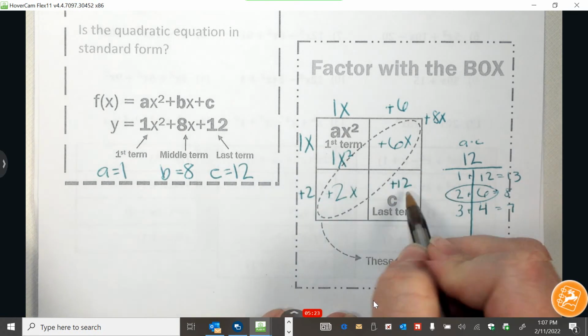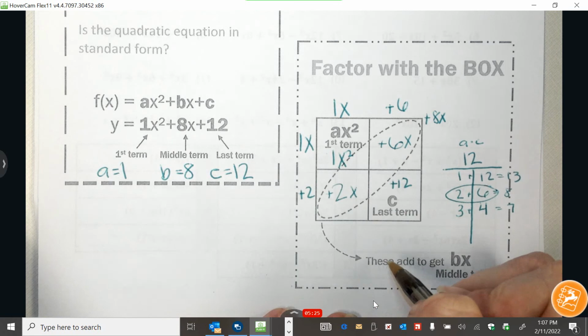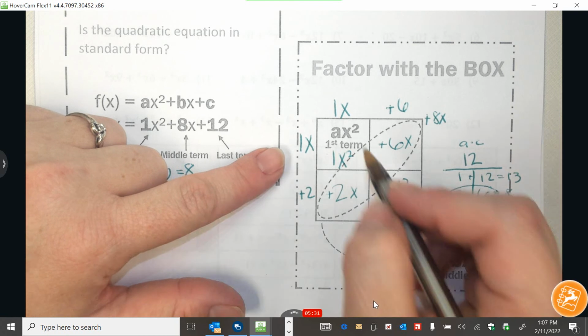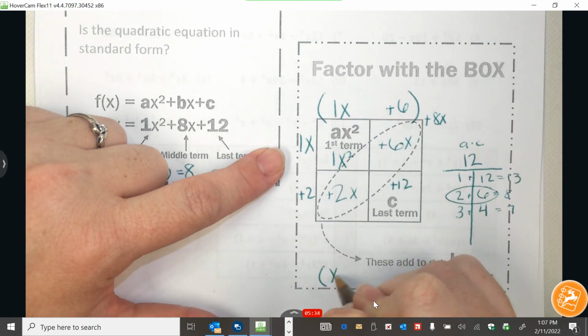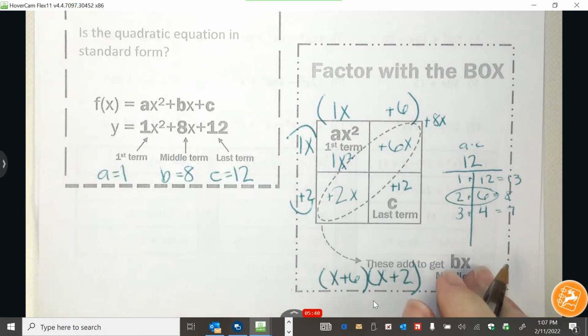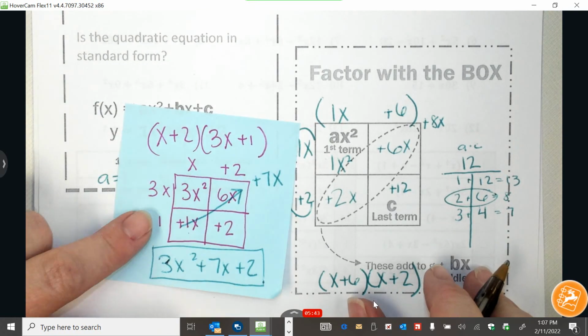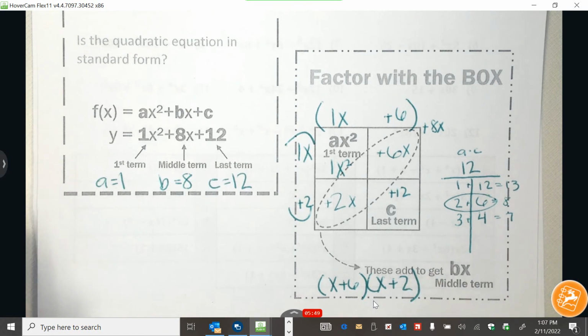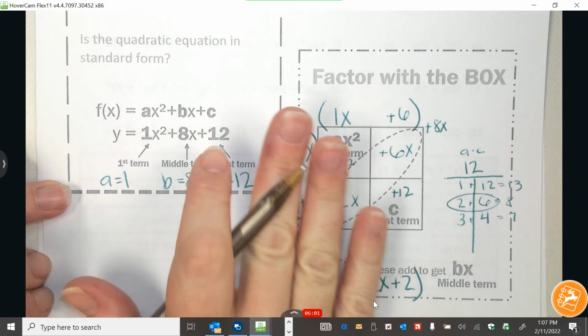Now, do they both have an x? No. So guess what my answer is going to be? x plus 6 and x plus 2. Isn't that just kind of the opposite of what we did here? Yeah, it is. So that's what we're doing today. So this is what we're practicing. So this is your cheat sheet, just kind of like notes. Okay, so let's actually get into our notes.